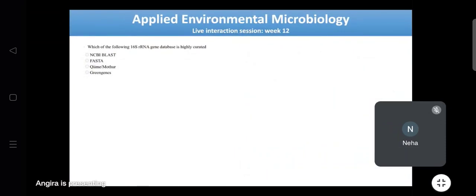Now coming to the next question. Which of the following 16S rRNA databases is highly curated? Your options are NCBI BLAST, FASTA, QIIME, or Mothur. Greengenes.